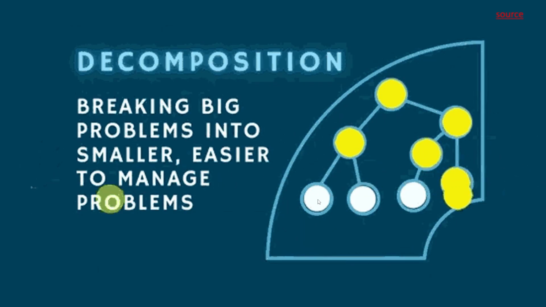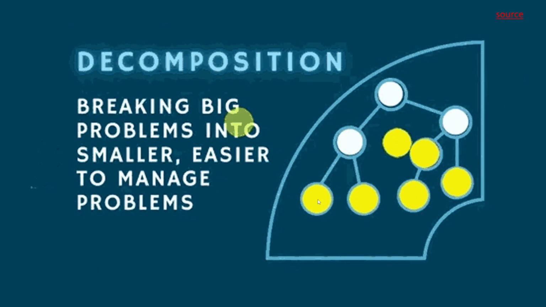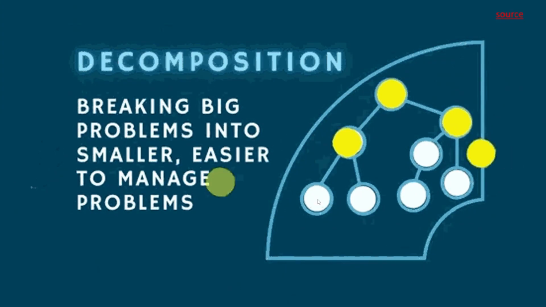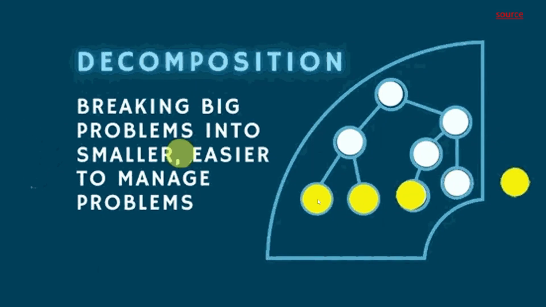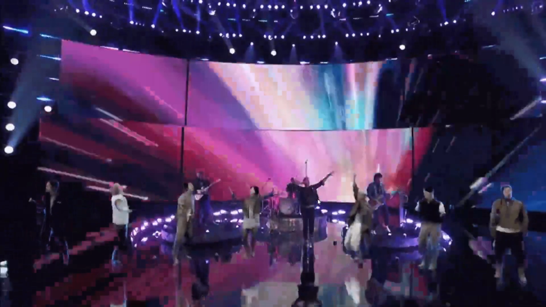And then the second concept is decomposition. Okay, so decomposition is the process of breaking down a complex problem or system into smaller, more manageable parts. For example, right?